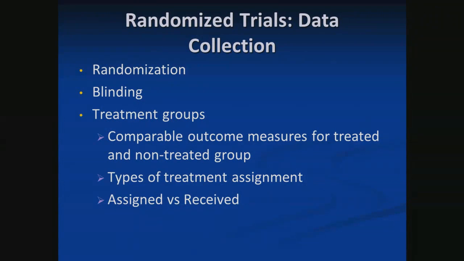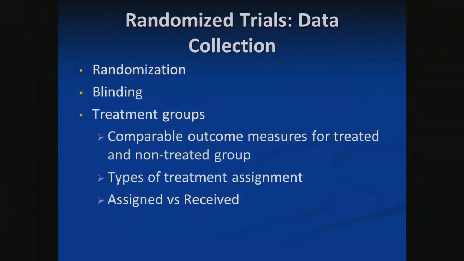So we're going to go over each of these, but just to introduce you to these ideas, the treatment group, we're going to look at the comparability of outcome measures for treated and non-treated groups. So what if you are just very, very carefully monitoring the treated group and not carefully monitoring the non-treated group? You're going to introduce a bias in your study, right? So if you have different monitoring procedures for each group, you've already introduced a bias, and that could affect your results.